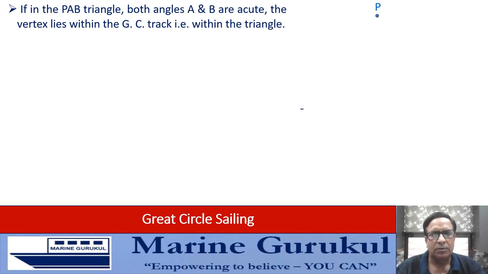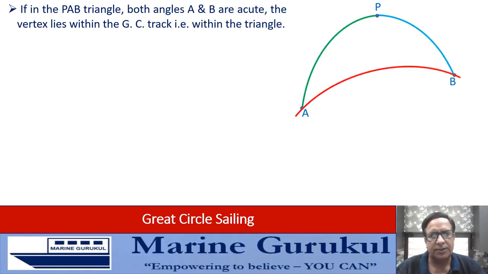We have the pole, we have position A, position B. We draw the meridians of both the positions. We join them with the arc of a great circle, so we have a PAB triangle. We solve it. We have already learned in volume 1 of this series on great circle how to solve for angle A and B. And if angle A and B are found to be both acute, the vertex shall lie somewhere between A and B.